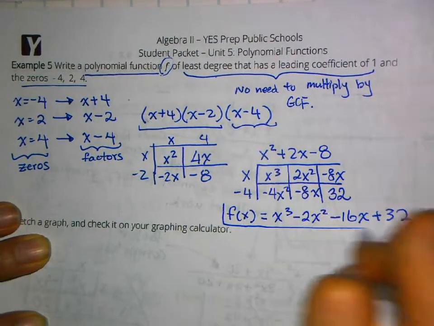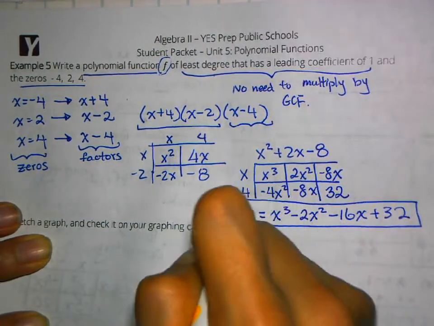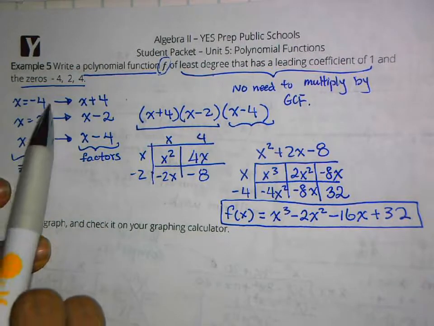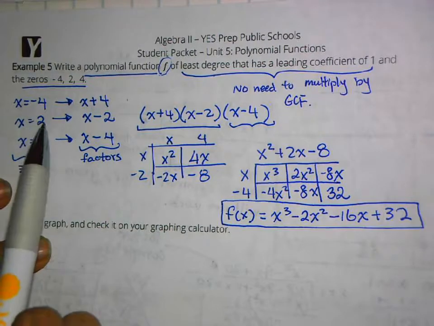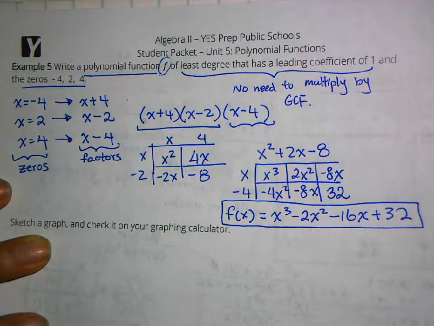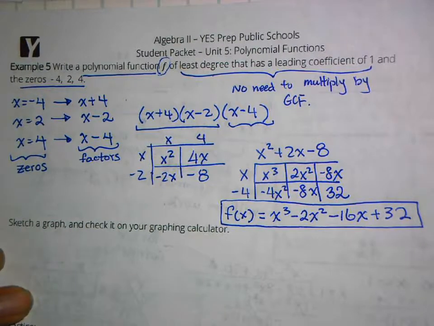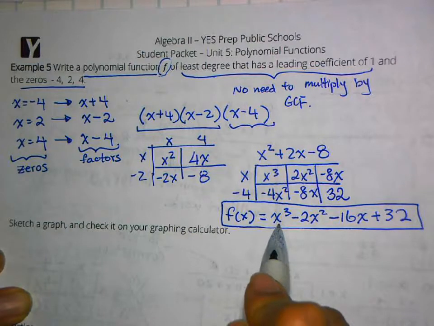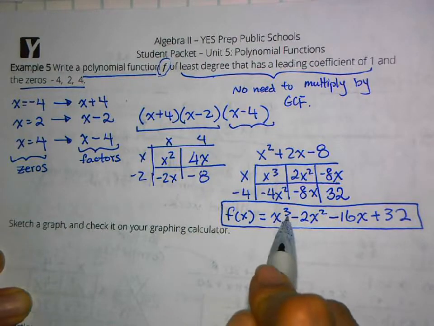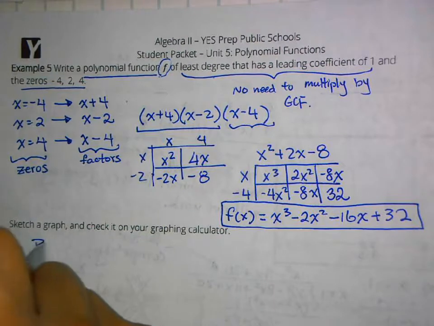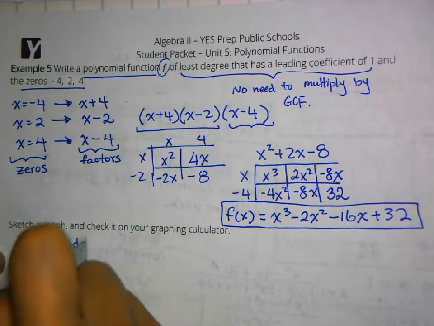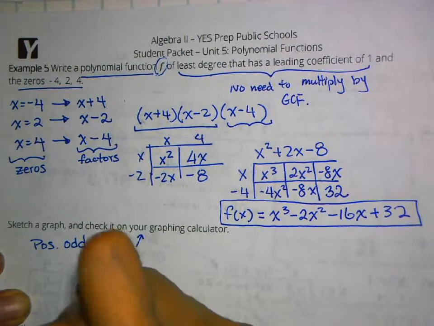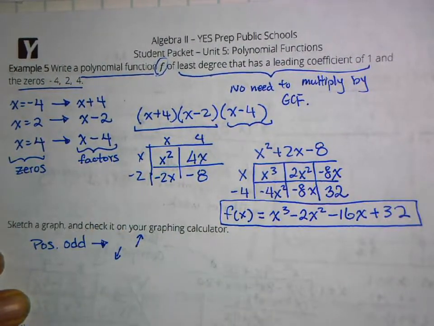That is the function that I started with in order to get the zeros of -4, 2, and 4. Now it also asked me to sketch a graph. So looking at this function right there, I know that this is a positive odd function. So positive odd function tells me that the end behavior, right hand side goes up, left hand side goes down.